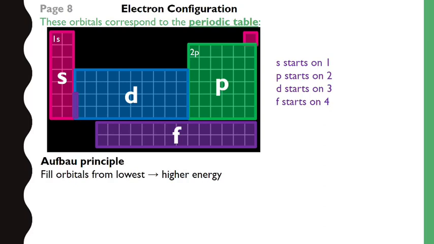D starts at 3, so 3d there at the top left of our D block, and F starts at 4, so 4f there, the top left of the F block. These are our starting points for all of these blocks. And as we go down each row, below the 1s is the 2s, then the 3s.